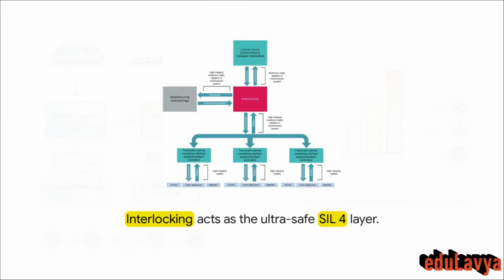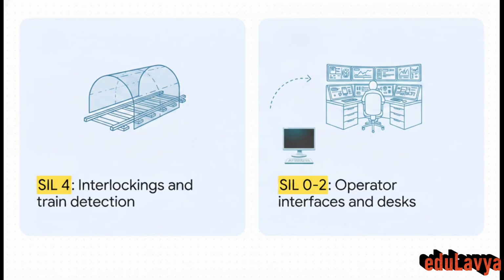If a human operator accidentally asks to route two trains onto the exact same track, the SIL 4 interlocking logic will flatly refuse to execute that command. Conversely, not everything needs to be SIL 4. Operator interfaces, the control panels, and the dispatch desks usually only require SIL 0 to SIL 2. Now you might be wondering, why? Well, because even if a computer display completely fails, or a human operator makes a terrible error and requests a dangerous route, that SIL 4 interlocking layer down on the tracks will step in to prevent an unsafe movement. The interlocking is the ultimate failsafe.